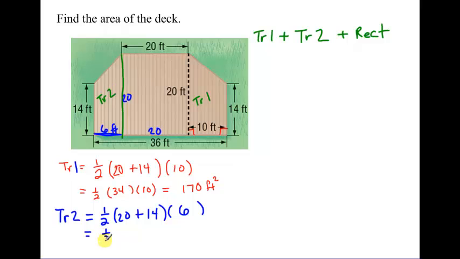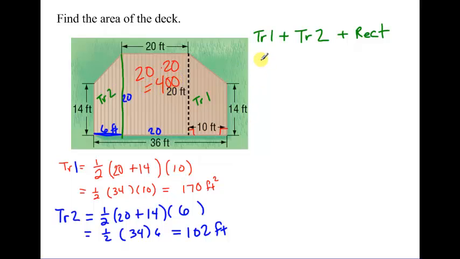Okay, so calculating now, we've got half of 34 times by 6. And that makes a total of 102 square feet for that other trapezoid. Okay, so now all we have left to do is the rectangle, and we can add these up. Now the rectangle in here, that's a 20 foot by 20 foot, so just 20 times 20. I'll do it right on the inside. This is 400 square feet inside.